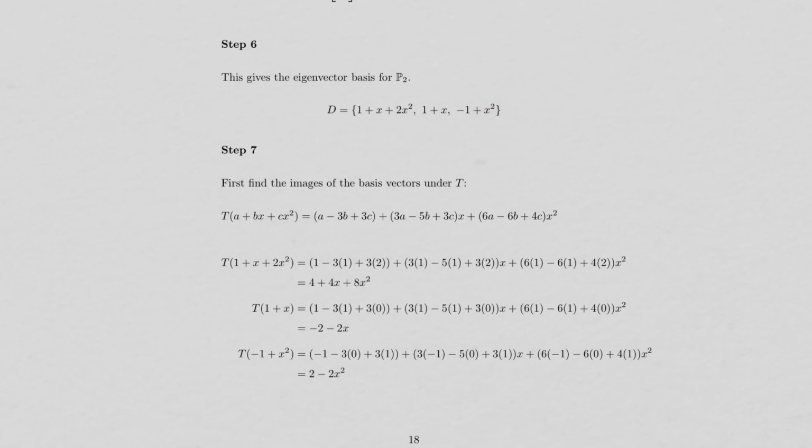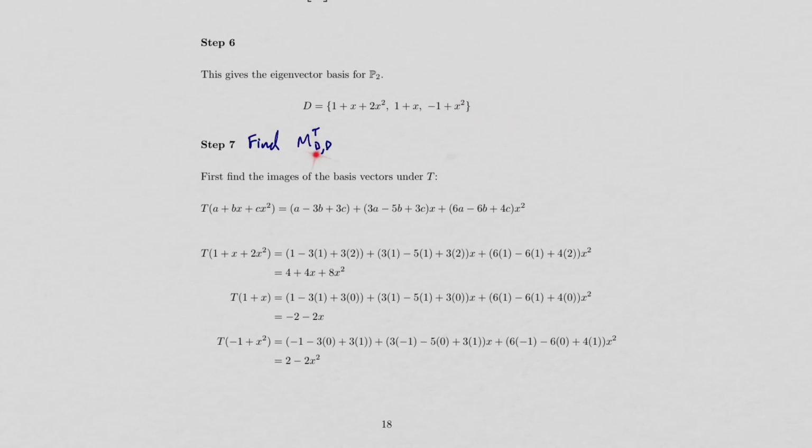So how do we do that? Well, we're going to find the matrix for T relative to this new basis B. So as usual, we're going to get the images of each of these basis vectors under T. Here's the function rule again, just for reference. Now I've got this basis vector, 1 plus x plus 2x squared, from up here. A is 1, b is 1, c is 2. So I plug 1 in for a, 1 in for b, and 2 in for c into each term up here, and simplify, and I get 4 plus 4x plus 8x squared.